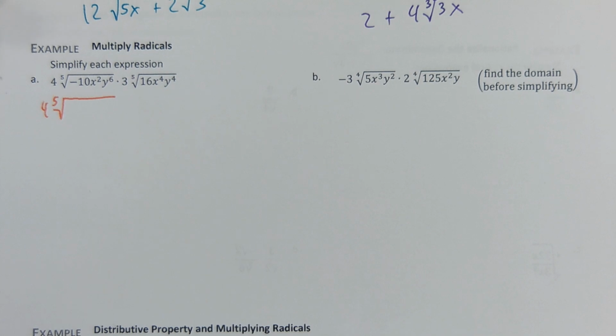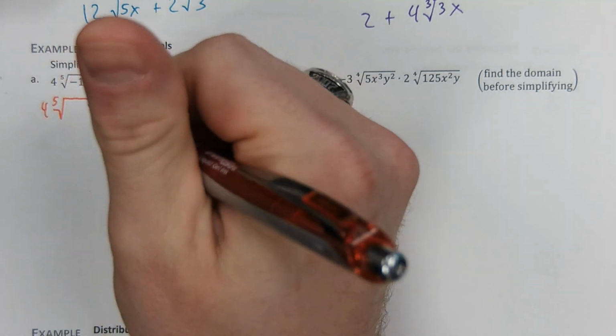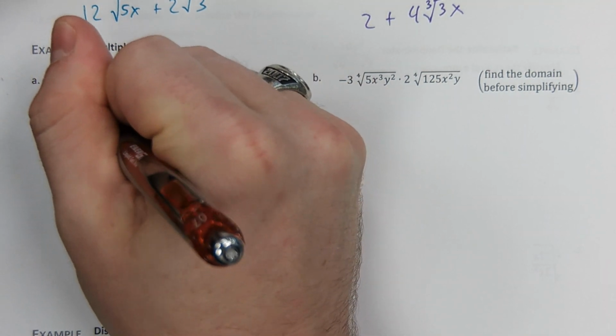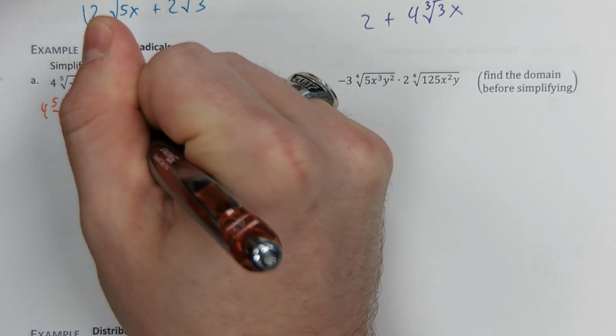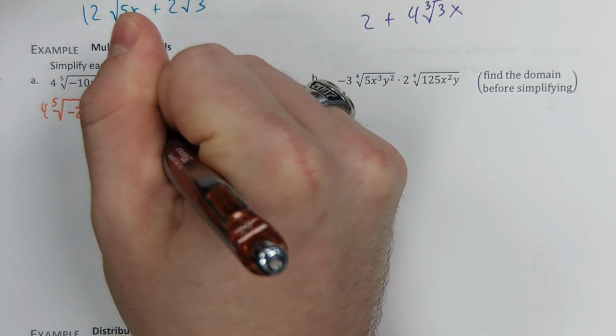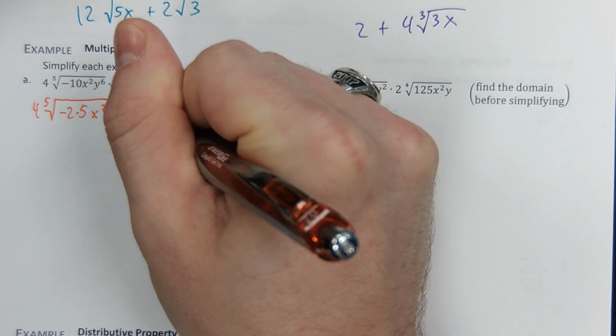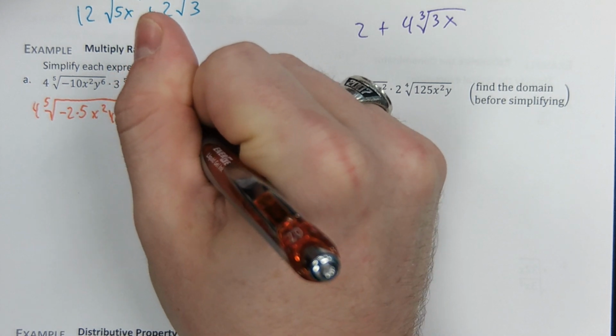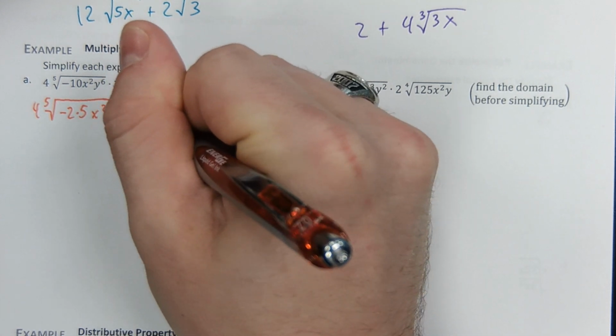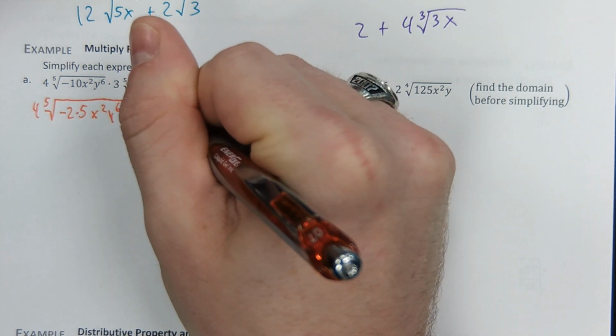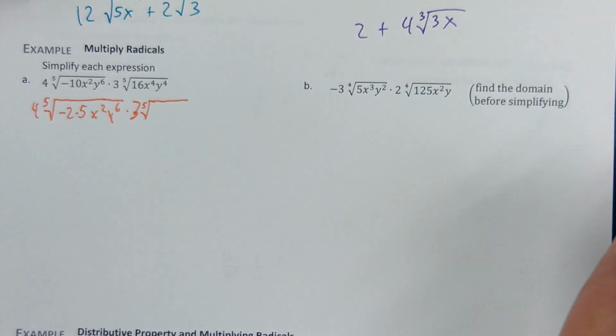All right, well, negative 10 is just negative 2 and 5. Can't do anything with that. And, oh, forgot my 3. Sorry. Get in there, fifth root. Squeeze in there. 16 is a special number, isn't it?